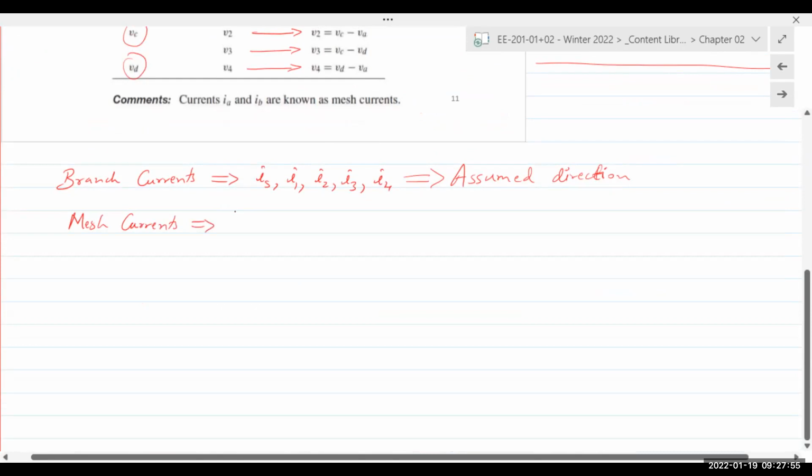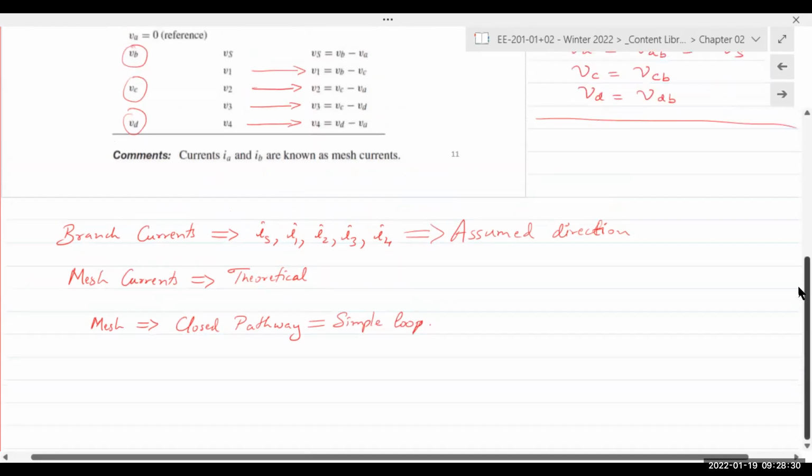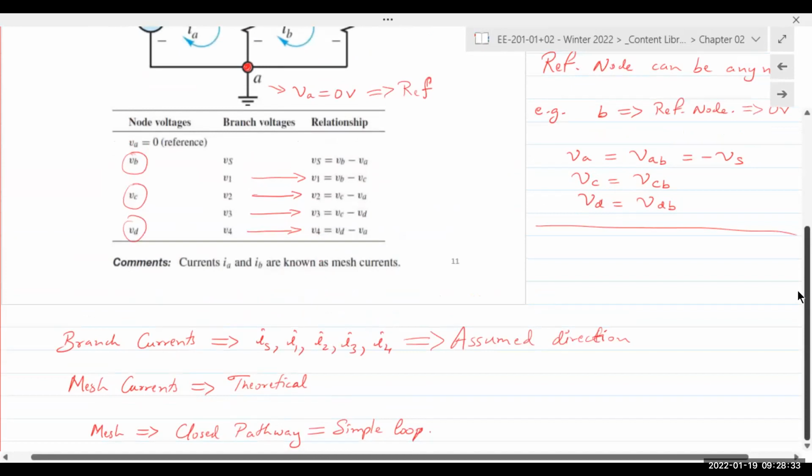Mesh currents are not real. They're theoretical. A mesh in an electrical circuit is simply a closed pathway. It is also described as a simple loop, a loop that does not have any other loops inside it.